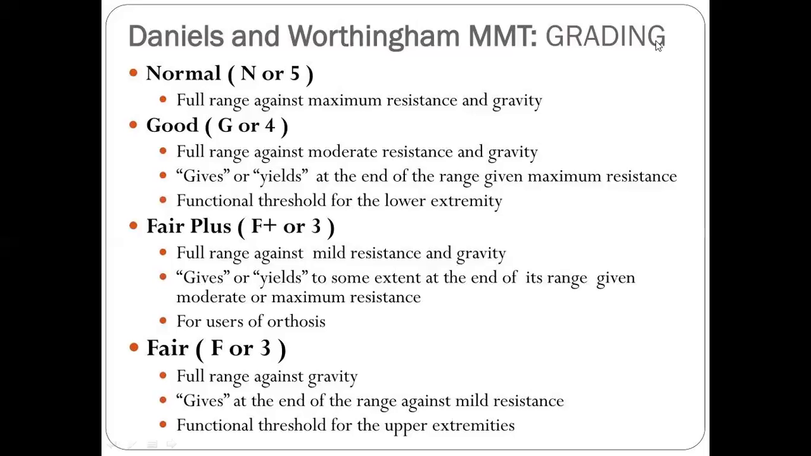Fair plus, F plus or 3 plus: full range against mild resistance and gravity. It gives or yields to some extent at the end of its range given moderate or maximum resistance. For users of orthosis, fair, F or 3: full range against gravity, gives at the end of the range against mild resistance. Functional threshold for the upper extremity.